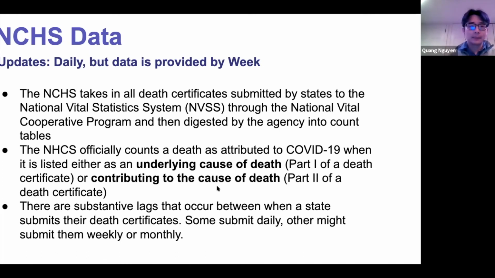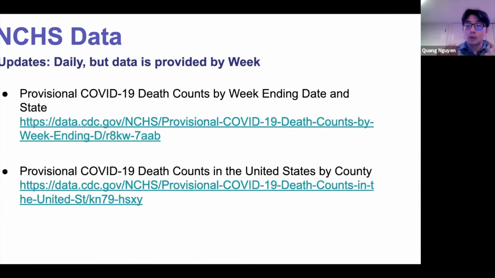So next slide, please. The two primary data sets you can access through the NCHS are the provisional COVID-19 death counts by week ending date and state, which is aggregated by state and is very similar to the data set provided by CTP as well as the CDC data tracker, and the second data set, provisional death counts in the United States by county, so it's broken down by county level. Usually all of the data sets within the NCHS, with the exception of the first one, the provisional COVID-19 death counts by state, are updated weekly.